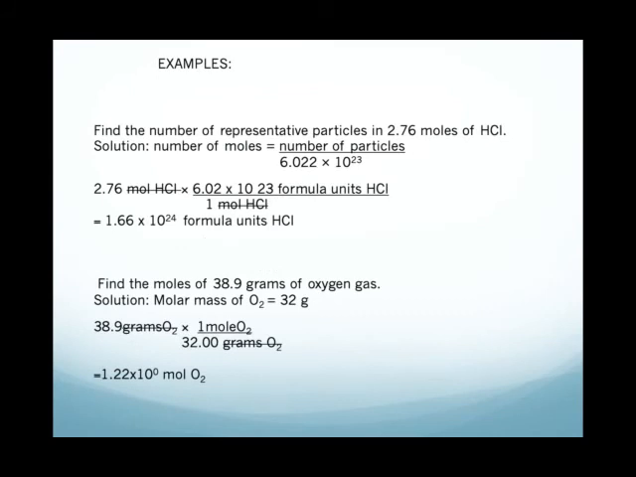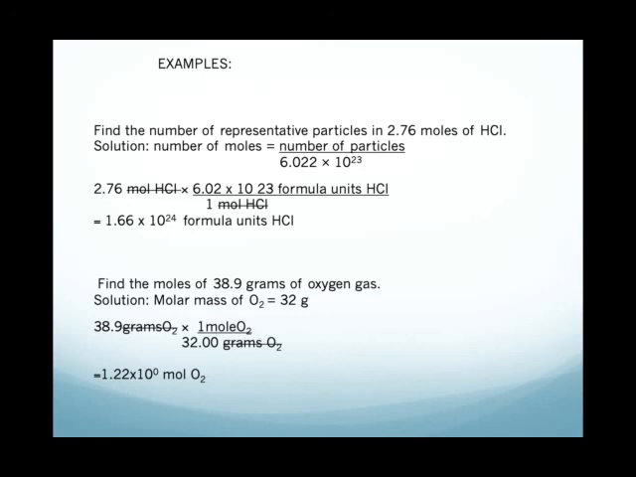First example is find the number of representative particles in 2.76 moles of HCl. We have the formula: number of moles is equal to number of particles divided by 6.02 × 10^23. Rearranging the above formula, as we have the number of moles in the question, the number of particles is equal to number of moles multiplied by Avogadro number. So we get 1.66 × 10^24 formula units of HCl.